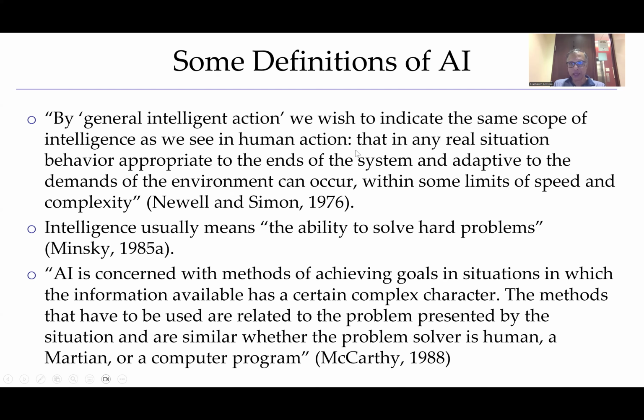But in particular, they're saying that in any real situation, behavior appropriate to the ends of the system and adaptive to the demands of the environment can occur. So they're qualifying that when we see intelligence in human action, what you're really seeing is behavior that is goal-oriented, right? And that is goal-oriented and at the same time adaptive to the demands of the environment, within some limits of speed and complexity. Okay, so that is a very general definition focusing on aspects of human behavior that are goal-oriented and adaptive to the demands of the environment.